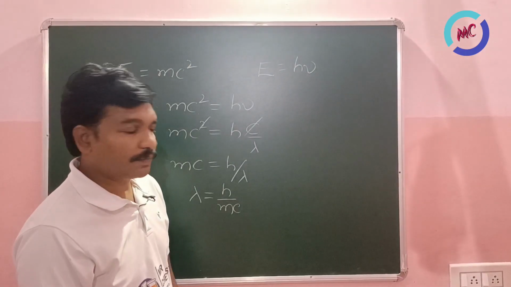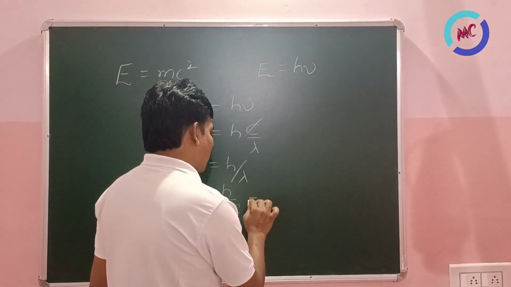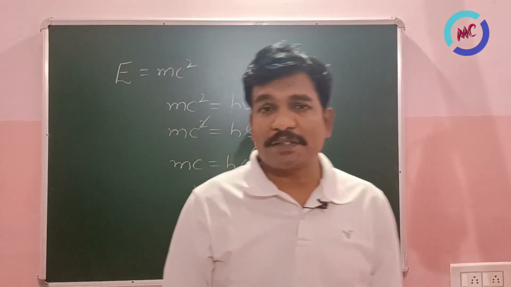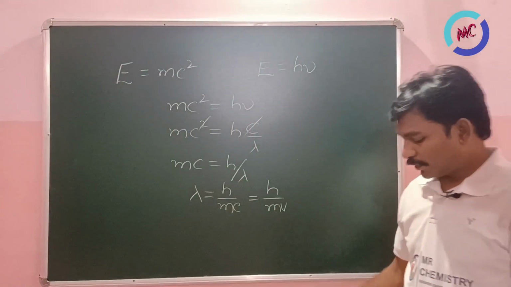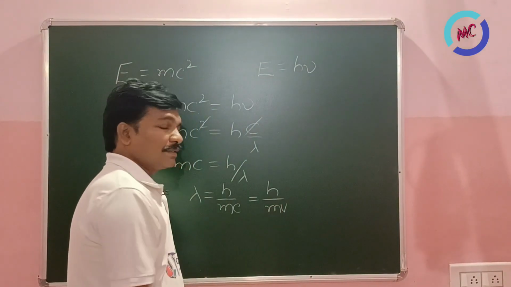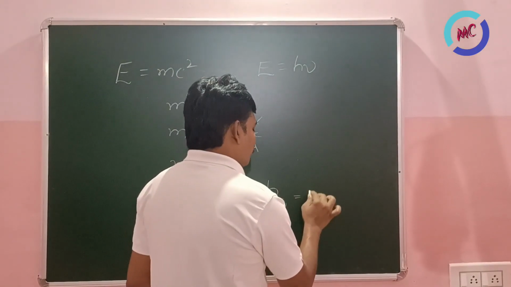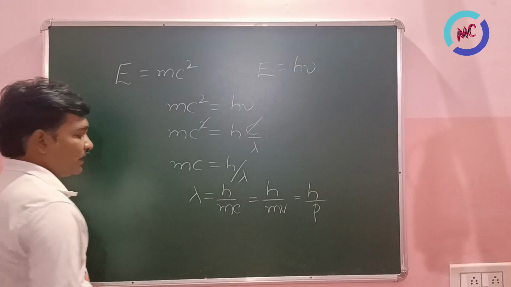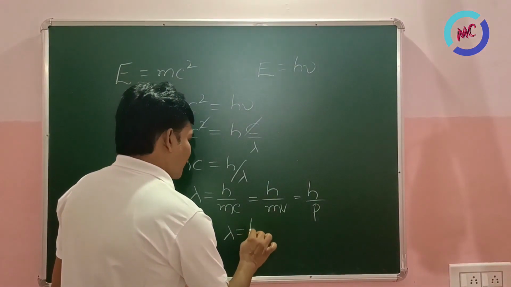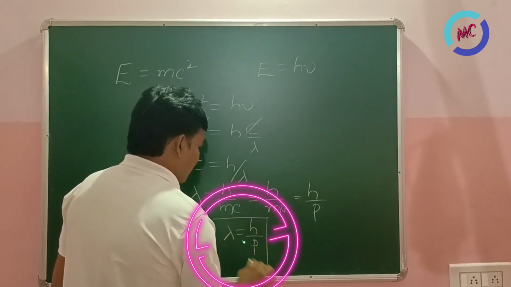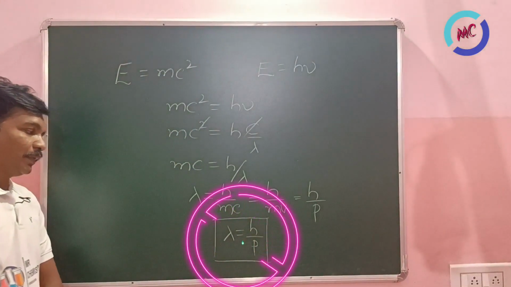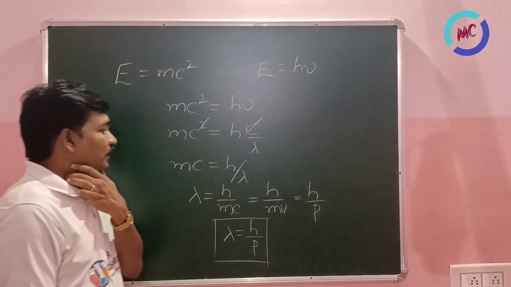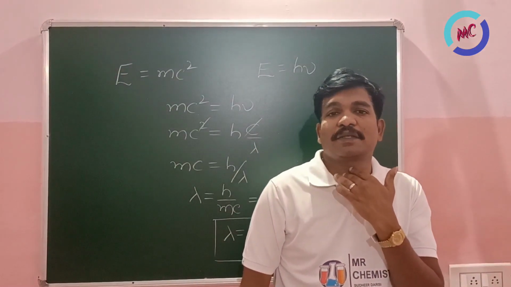Here c is nothing but velocity, that's why we can write it as h by mv. And we know that the product of mass and velocity is nothing but momentum. Therefore, we can write mv as momentum p, that is lambda is equal to h by p. Now, finally, de Broglie's wave equation is lambda is equal to h by p. Wavelength is equal to Planck's constant divided by the momentum of the electron. Here, de Broglie's wave equation explains the dual nature of the electron.